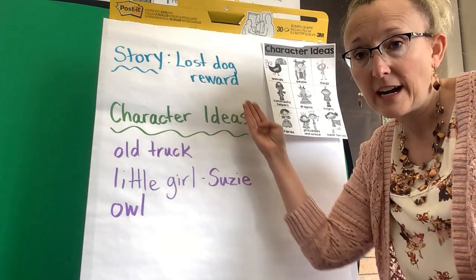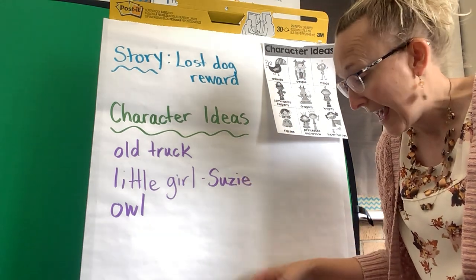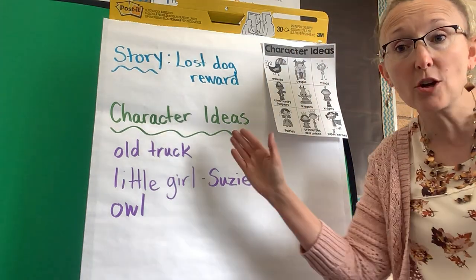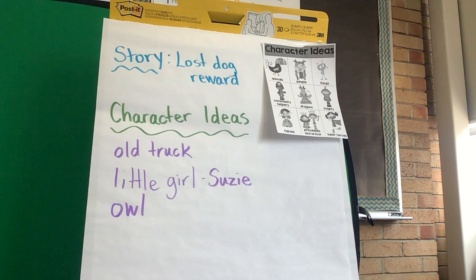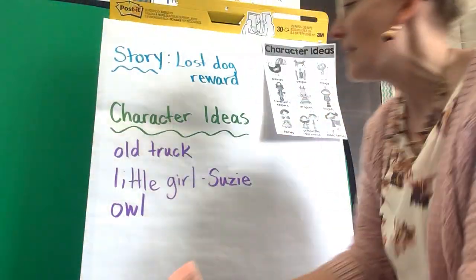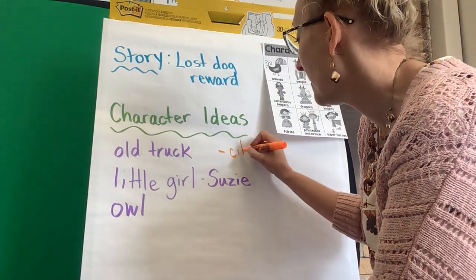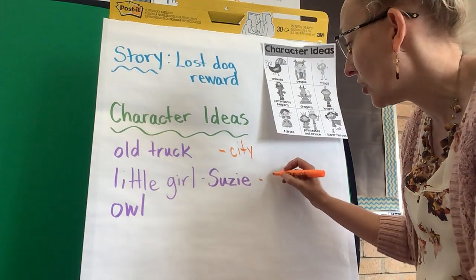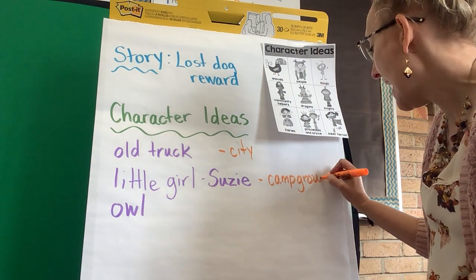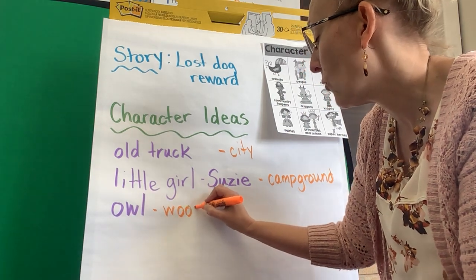So here's my story, and then I've got some character ideas: an old truck, a little girl, or an owl. And then I also picked a setting that could match my character. But I don't have those on my poster, so let me add those here so you can see them. If I picked the old truck, my setting was a city. If I picked the little girl, my setting was a campground. And if I picked the owl as my character, the setting was the woods.